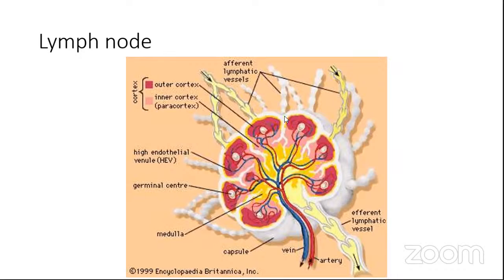The B cell dependent area is the follicles and the medullary sinuses. The T cell dependent area is the paracortical area, which is between the medulla and the cortex, and mainly consists of the T cells. Okay.